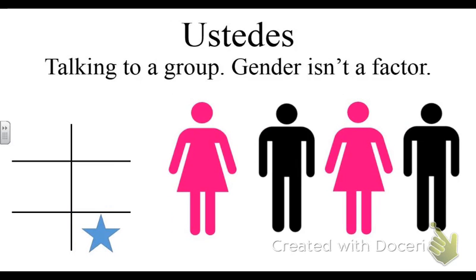Ustedes is talking to a group. Gender is not a factor, so if you had a group of all girls and you're talking to them using ustedes, there is no masculine or feminine change for that. So all girls would be ustedes, all boys would be ustedes, the mix of the group would be ustedes, and ustedes, or you all, goes in that bottom box with ellos and ellas.